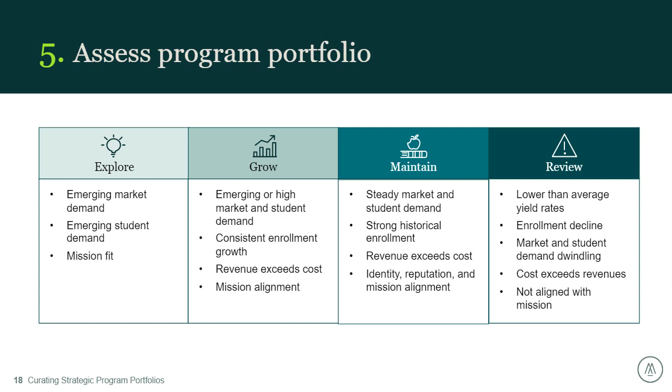And then of course, the last option for these review programs is program discontinuation, which we'll talk about in a bit. So really in this assessment stage, you're taking all of your academic program results, you're categorizing the programs, and you're helping develop recommendations to support your institution's mission through these different programs.